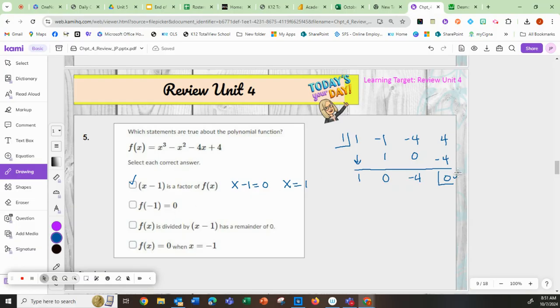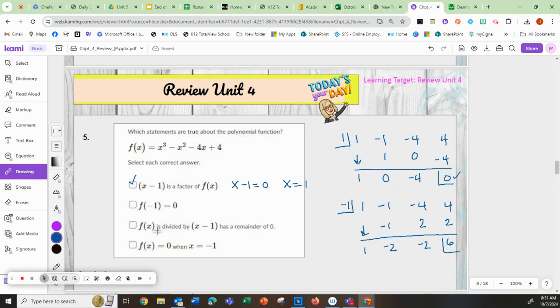That means the same thing as if we do synthetic division with a negative 1. Now we did it with a positive 1. So if we do synthetic division with a negative 1, let's see if we get a remainder of 0. Bring down 1. 1 times negative 1 is negative 1. Combine: negative 2. Negative 2 times negative 1 is positive 2. Combine, and we get a remainder of 6. So that means that f of negative 1 is not equal to 0.